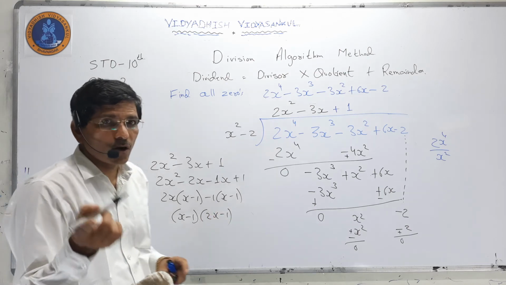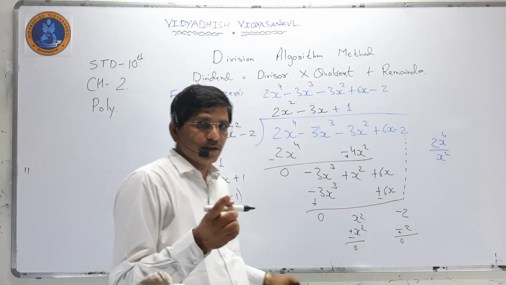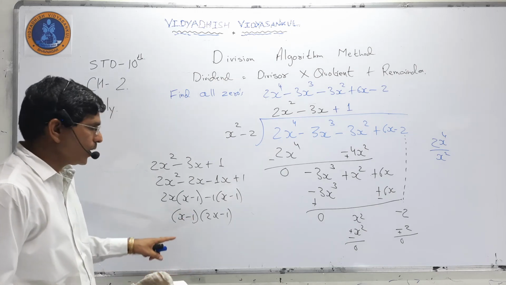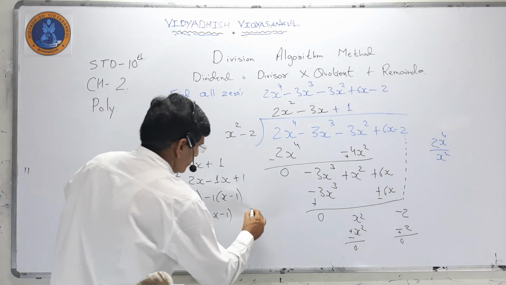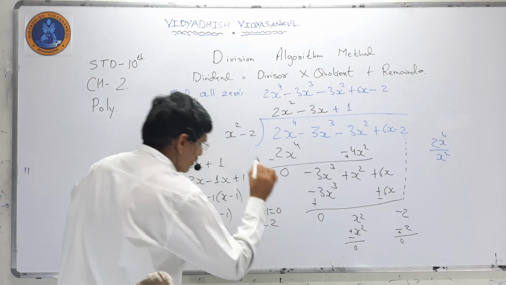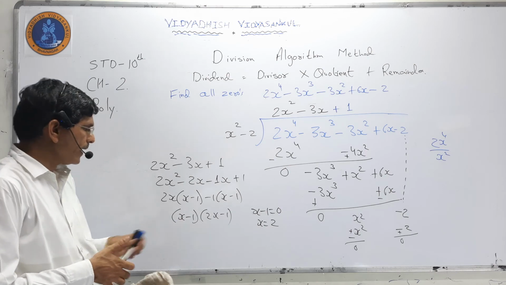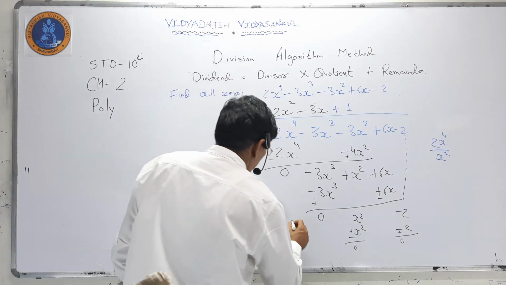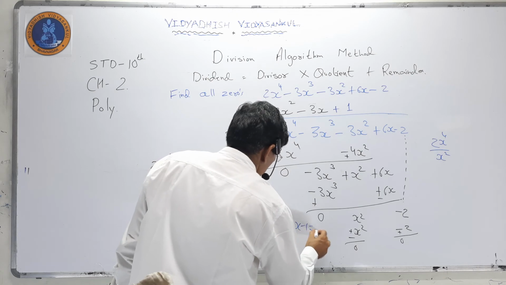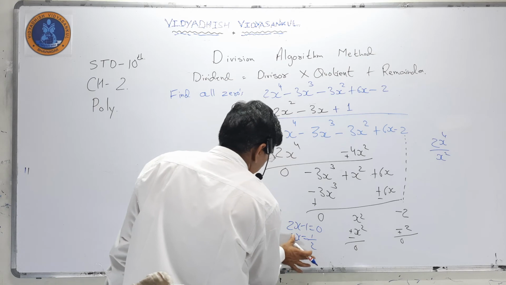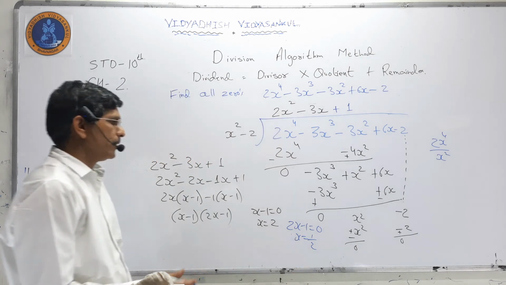These are all the factors, not a 0. How do we have to find the 0? We have to put x minus 1 equal to 0. Therefore x is equal to 1. And 2x minus 1 is equal to 0. So 2x is equal to 1, x is equal to 1 by 2.